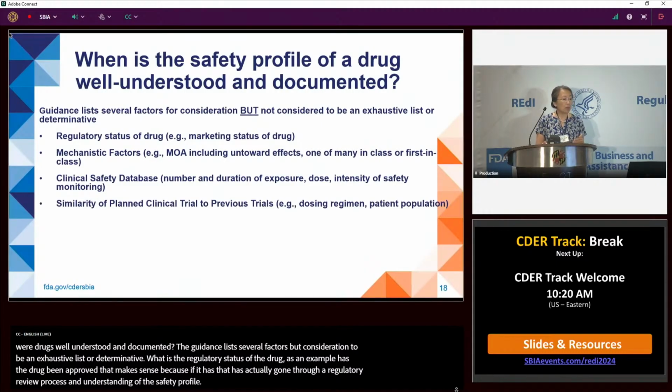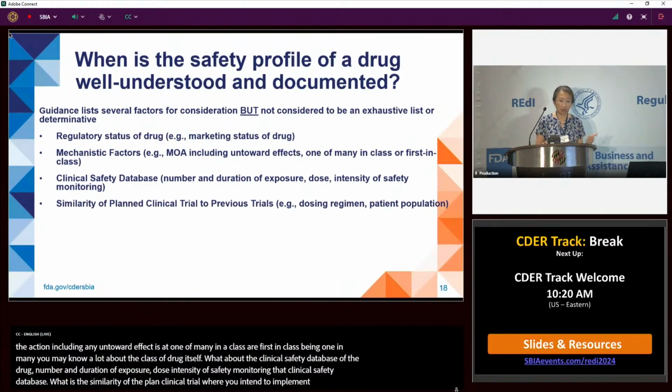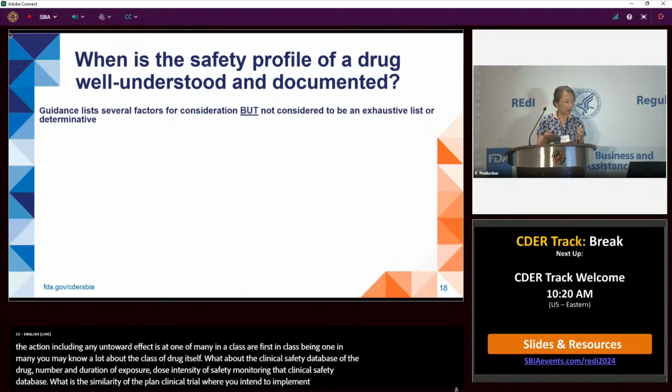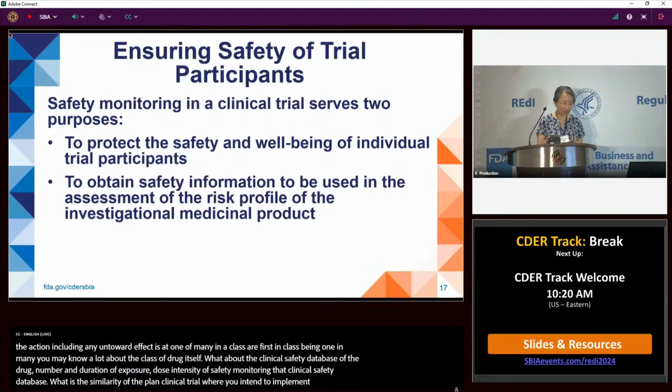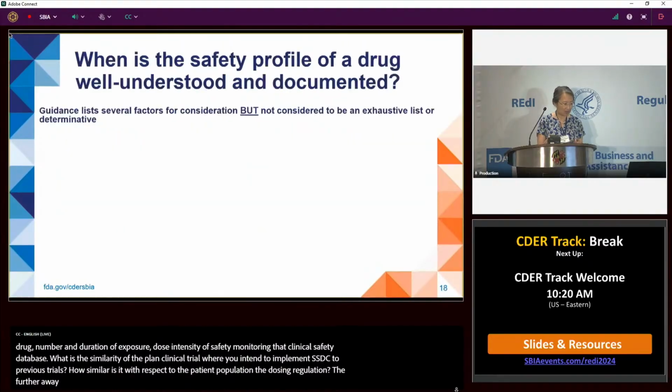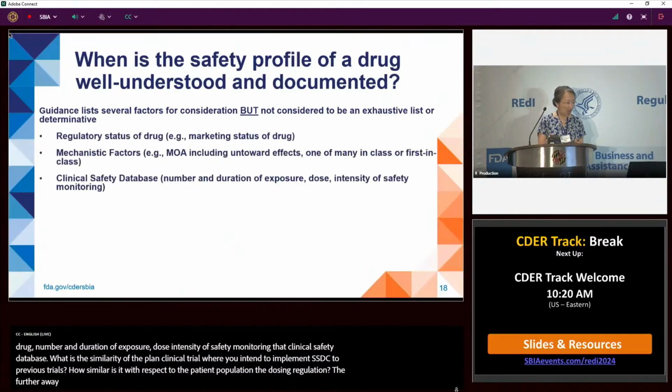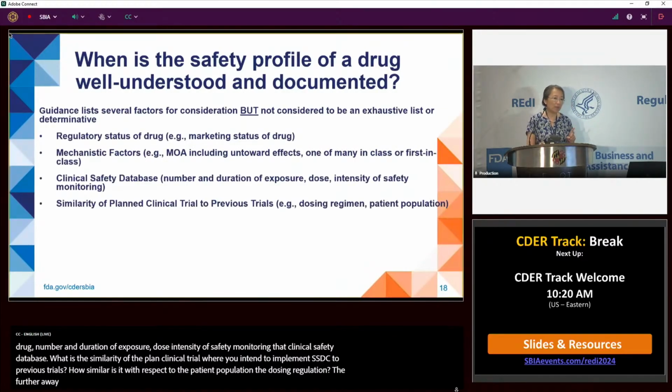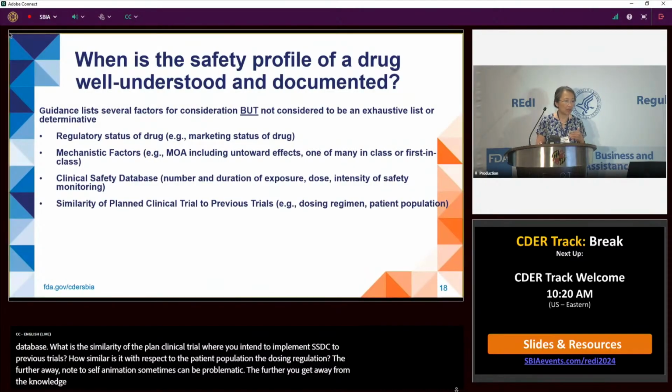And what's the similarity of the planned clinical trial where you intend to implement SSDC to previous trials? So how similar is it with respect to the patient population, the dosing regimen? The further you get away from the knowledge or the evidence that leads you to make the conclusion of a well-characterized safety profile, the harder it is to implement SSDC.